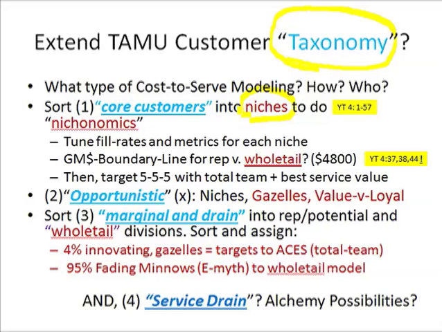So how do we take core customers and improve our service value proposition by focusing on one niche at a time, to in effect be the best service value provider in that niche? And of course, the entire playlist of YouTube 4, playlist 4, clips 1 through 57 is about nicheonomics. I've already talked about tuning fill rates and metrics for each niche, but where in that core customer cluster within a niche is a boundary line of margin dollars per order, per month, per year?